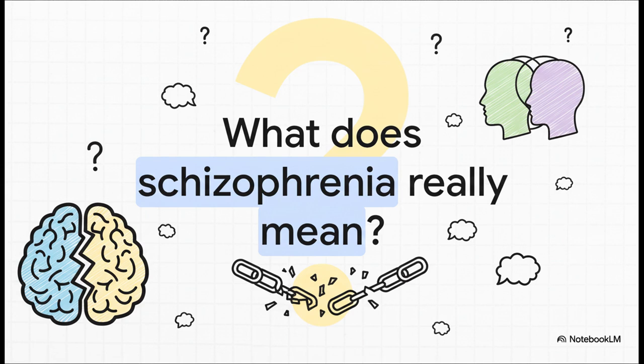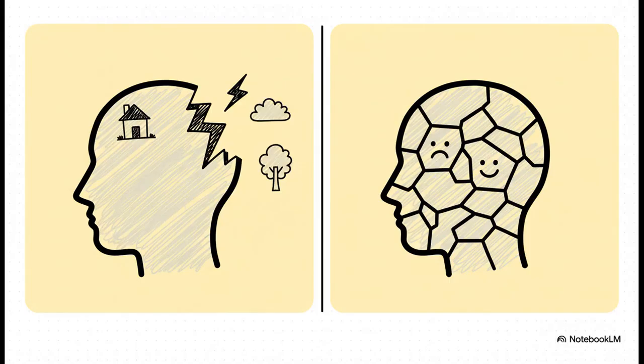The word schizophrenia literally means split mind, and that one little phrase, that's where all the confusion starts, because almost everyone gets the meaning wrong. And here it is, the most important thing to get straight. The split in schizophrenia is not a split personality. It is a split from reality.